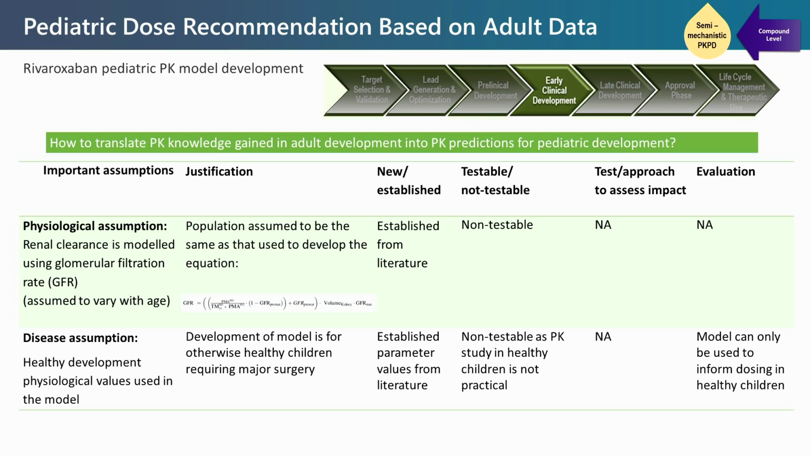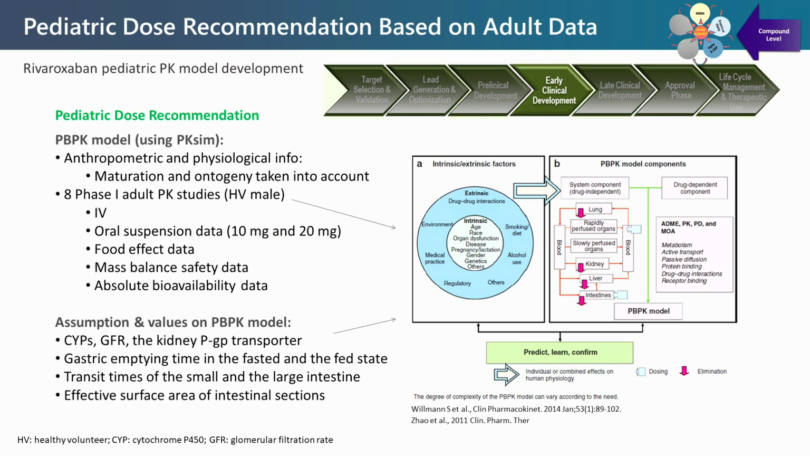It is not testable as the PK study is in healthy children, and so the evaluation is that the model can only be used to dose in healthy children with normal development. However, once children from patient populations are available, the model can then be updated for further use in those populations. The PBPK model development includes the incorporation of drug and physiological information and the incorporation of maturation ontogeny into the model.